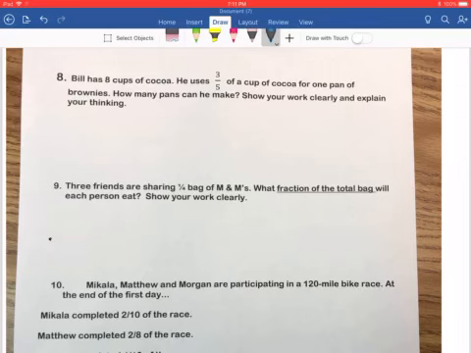Number 8. Bill has 8 cups of cocoa. He uses 3/5 again. Good heavens. He uses 3/5 of a cup of cocoa for 1 pan of brownies. How many pans can he make? Alrighty, it's a how many, which means it's going to be a whole number. 8 cups of cocoa. Here we go.